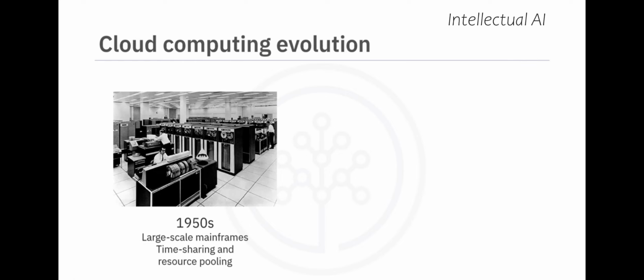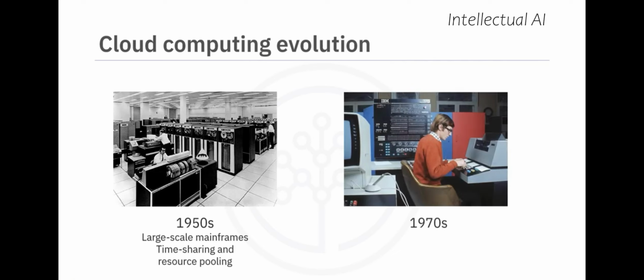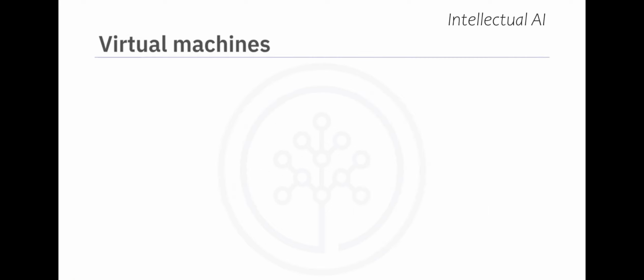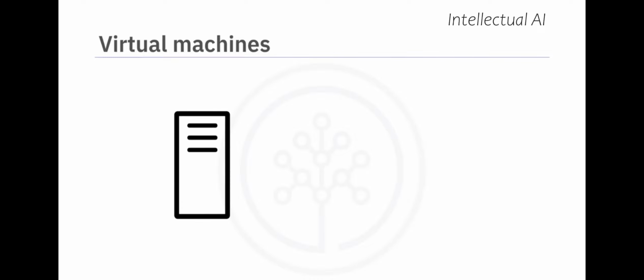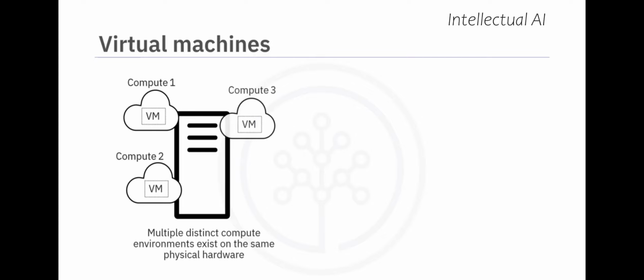Using dumb terminals, whose sole purpose was facilitating access to the mainframes, multiple users could access the same data storage layer and CPU power from any terminal. In the 1970s, with the release of an operating system called Virtual Machine, VM, it became possible for mainframes to have multiple virtual systems, or virtual machines, on a single physical node. The virtual machine operating system evolved from the 1950s application of shared access of a mainframe by allowing multiple distinct computing environments to exist on the same physical hardware.